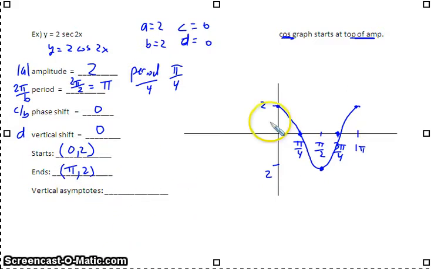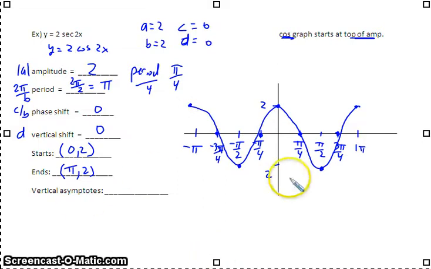To get my next period, what I'm going to do is work backwards. So I'm going to start subtracting pi over 4. So this would make negative pi over 4, negative pi over 2, negative 3 pi over 4, and then finally negative pi. So if I continue the pattern, it's going to look like this.